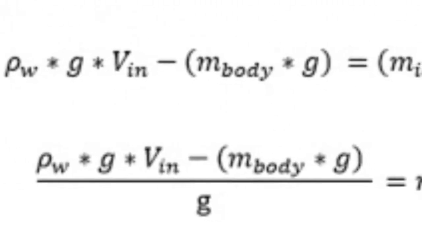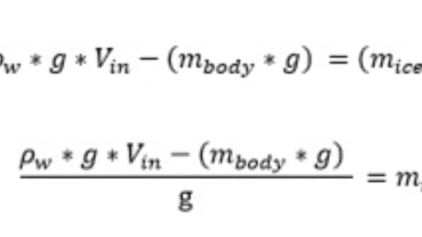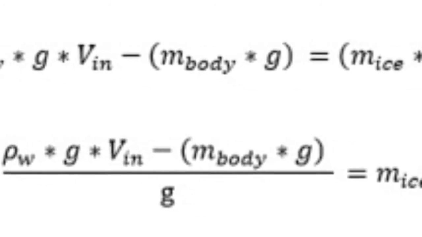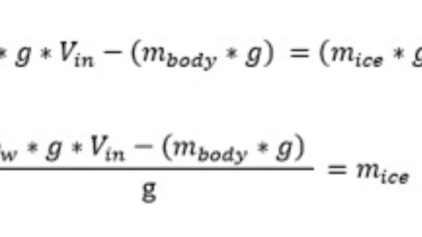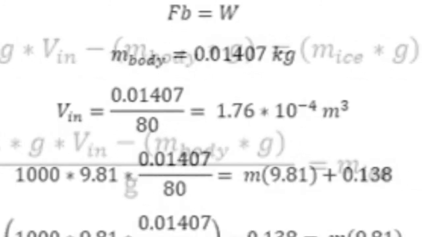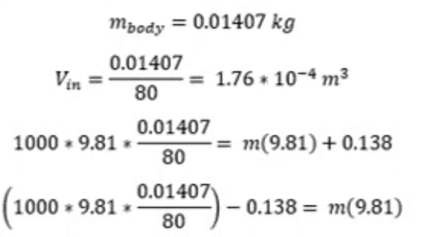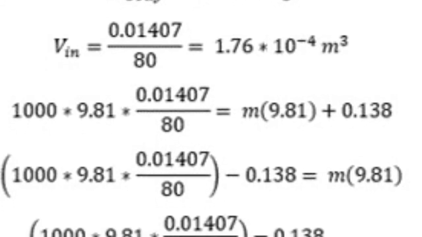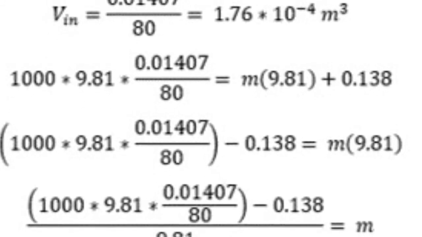Once you have the ice and the quantities you need, place the ice on water and then place the object on top of the ice. If the calculations are done correctly, the ice should be completely submerged and the object should be barely on the surface of the water.